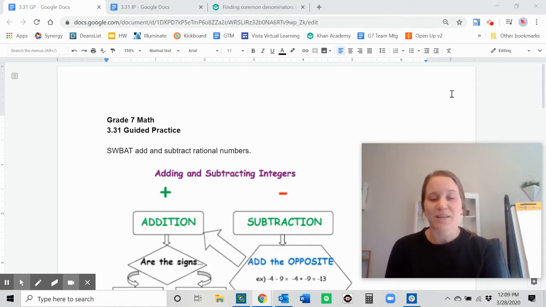Yesterday in lesson 1, we worked on reasoning with positive and negative numbers, specifically on a number line. Today, we're going to review another really important part of 7th grade math, which is adding and subtracting rational numbers.